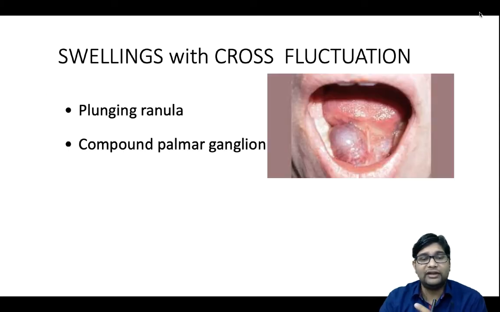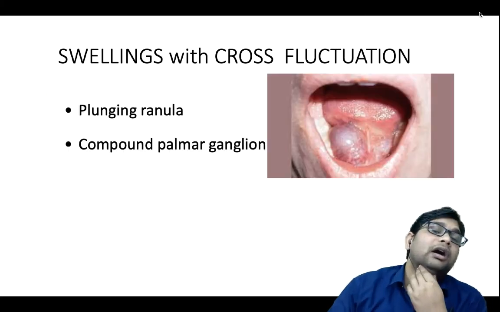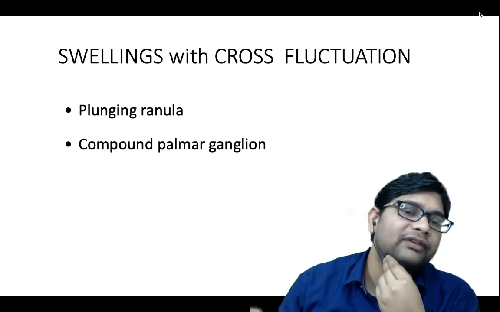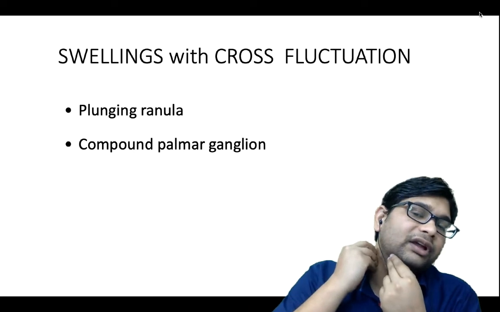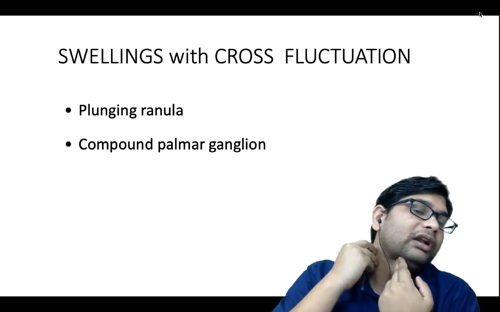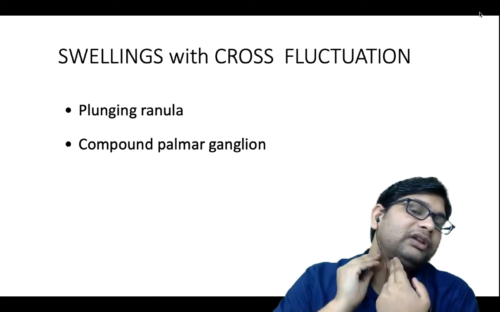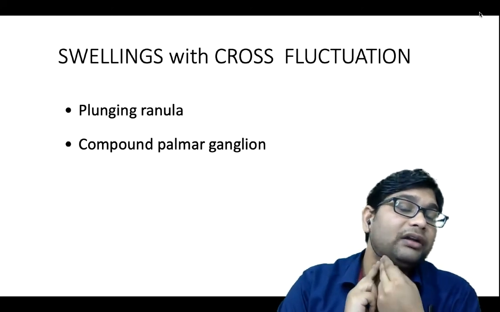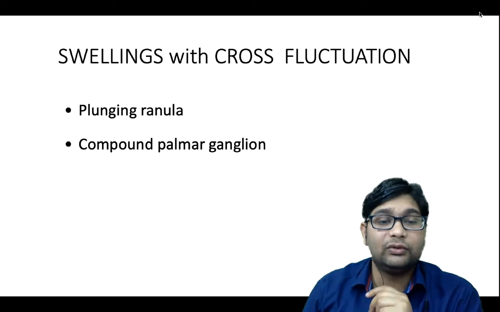First one is plunging ranula. There is a component in the mouth. There is a retention cyst in the mouth, and once it plunges and goes into the cervical region, when you press the oral part, you will perceive the fluctuation in the cervical part. And if you press the cervical part, you will perceive a fluctuation in the oral part.